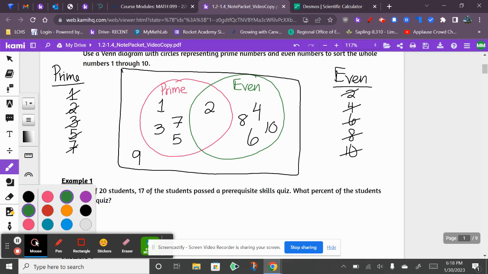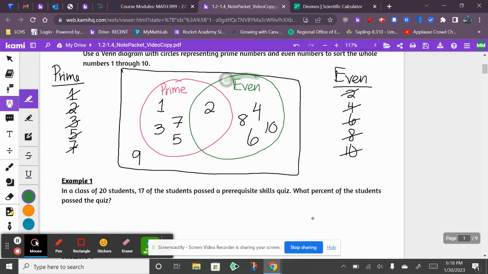It's always a good idea to remember that when we think of our circle, it covers this entire space that's in the green for even. And when we think of our circle for prime, it covers this entire space that's in the pink. And so when we look at our 2, it's in both sections. It's in the overlap. And when we look at our 9, it's outside of both.